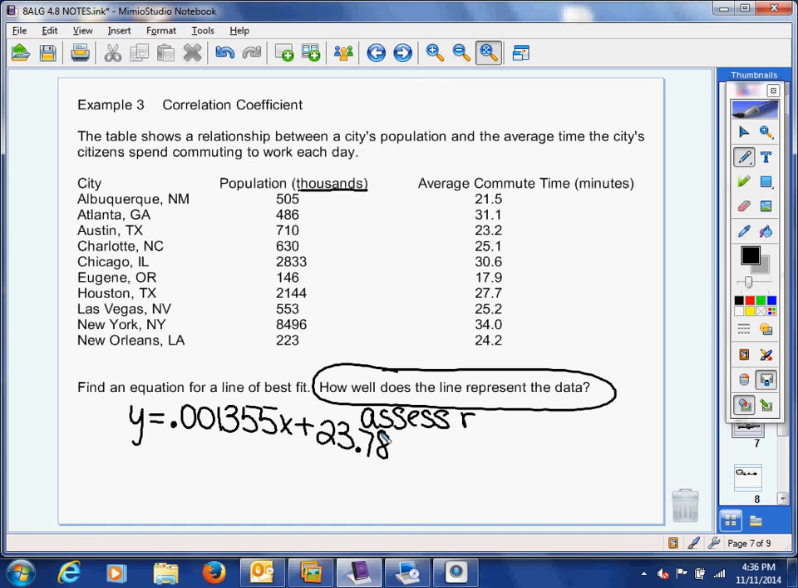Now they do want us to assess the R. They're asking us, well, how well, there's that word well, how well does the line represent the data? So this is what we found out is, there's the R, there's the correlation coefficient, it's around 0.7, and they're asking us how well. You can use my terminology like I showed you on the other page, and you could say it's moderately to strongly positive, so you could use my terminology. I'm not sure that you'll see that on a test, but you might.